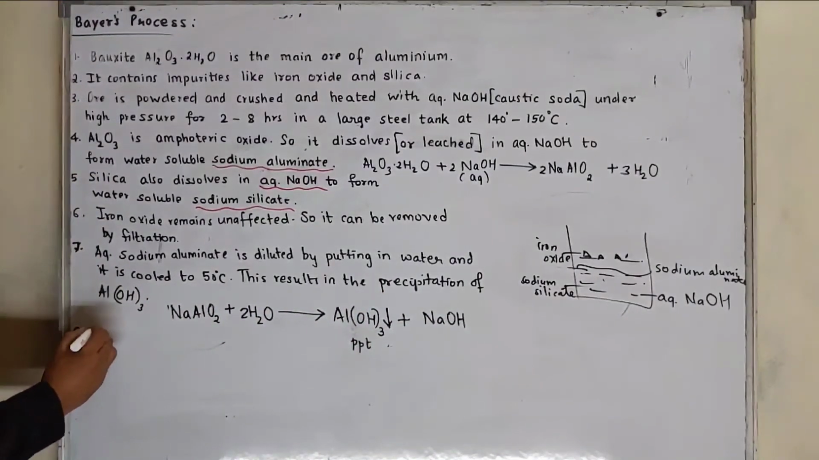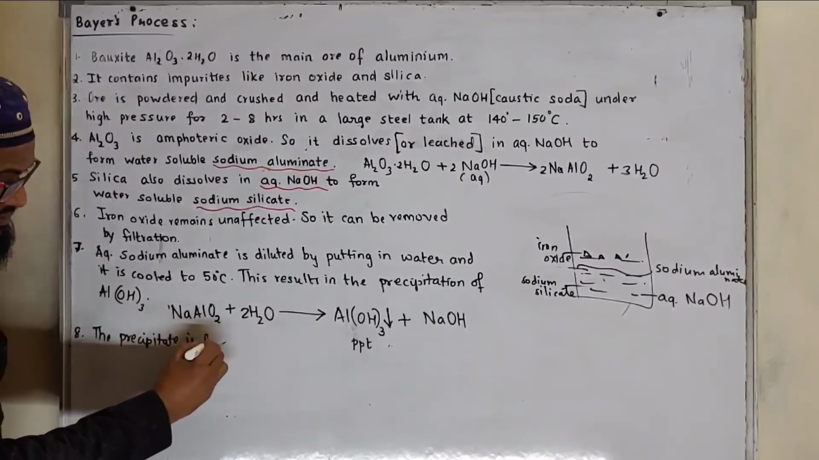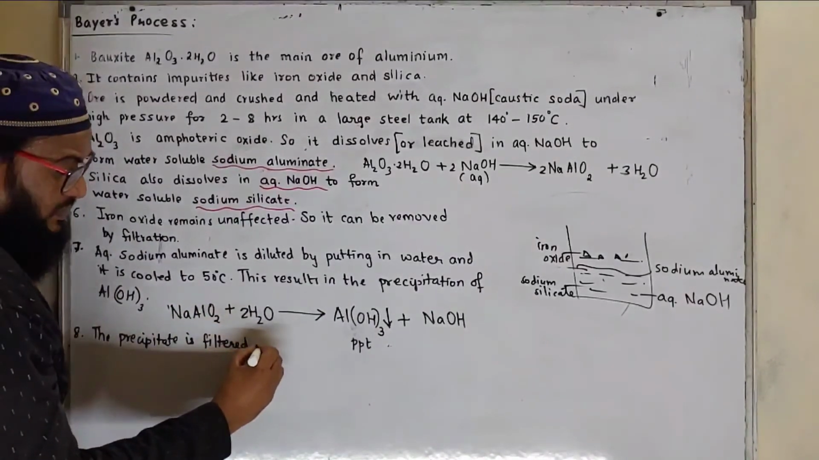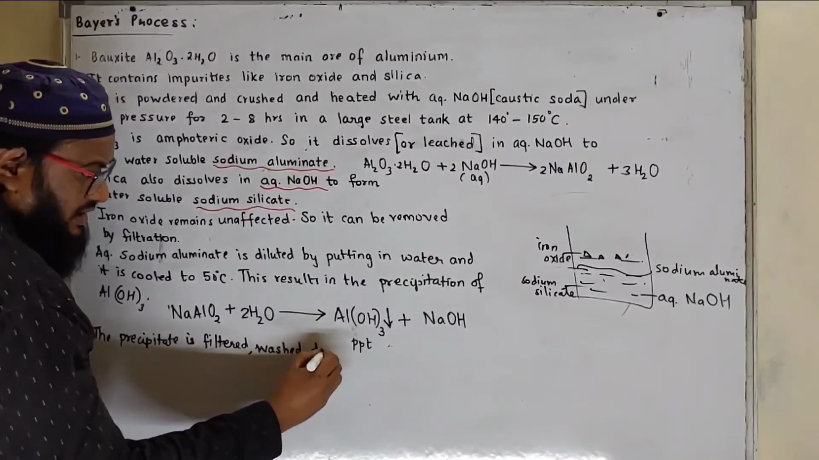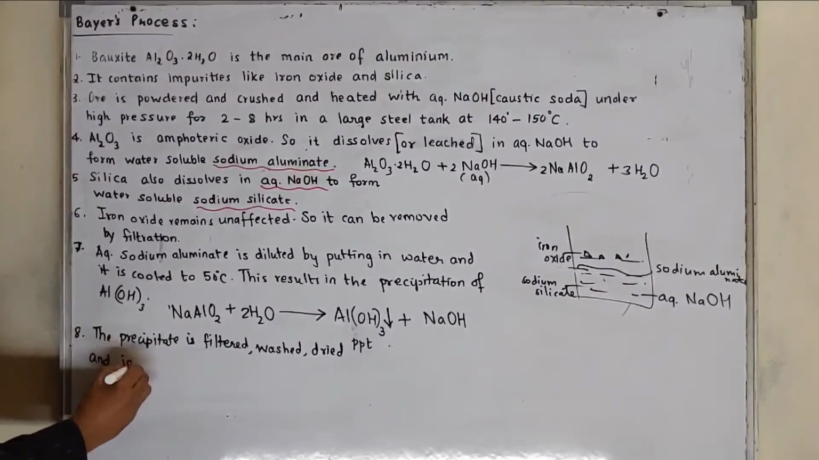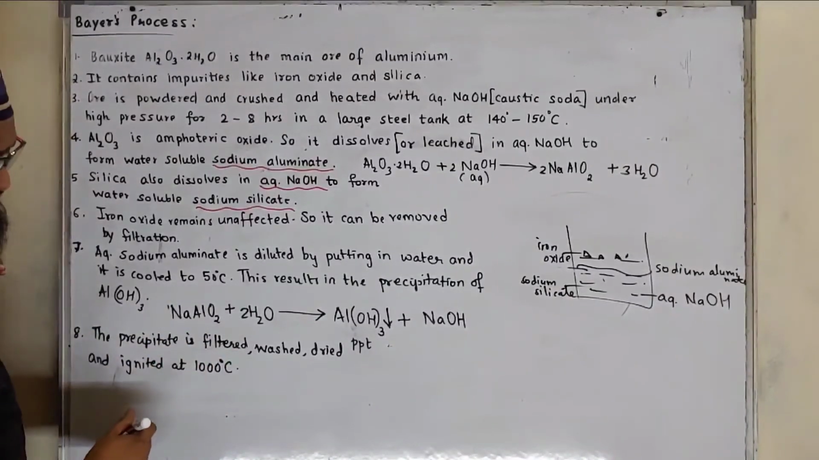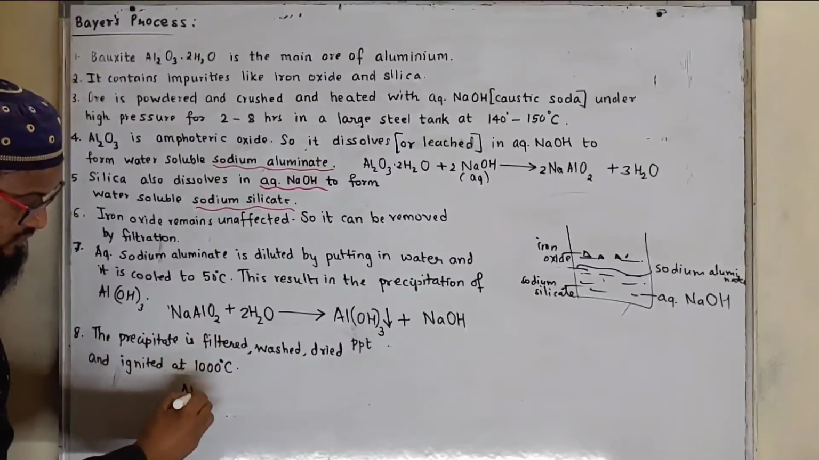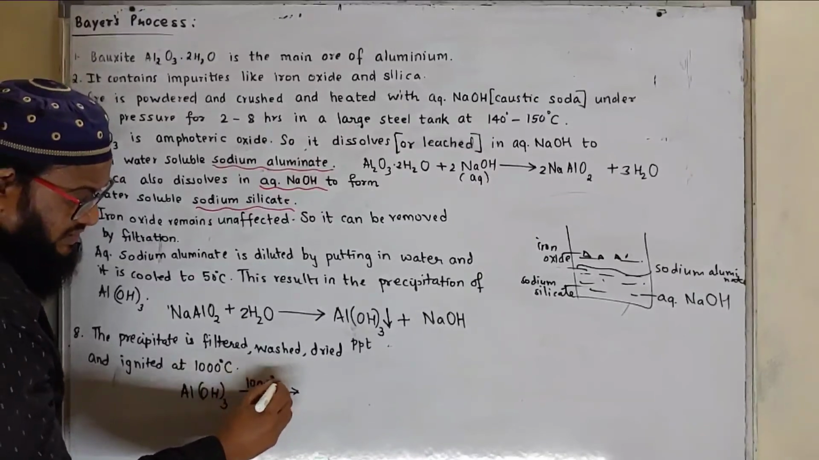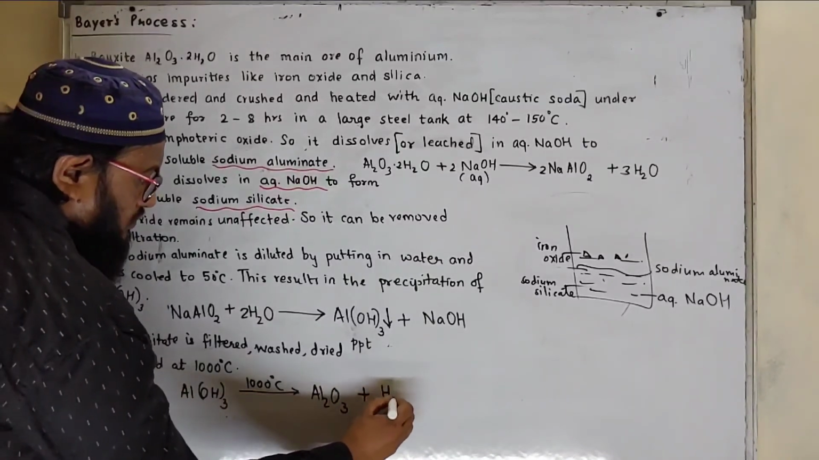What will be the next point? The precipitate is filtered out, or we can say filtered. After filtering, it is washed, then dried and calcined, ignited at 1000 degrees Celsius. We can say Al(OH)3 is filtered, washed and ignited at 1000 degrees Celsius. What will it form? Al2O3 and water.